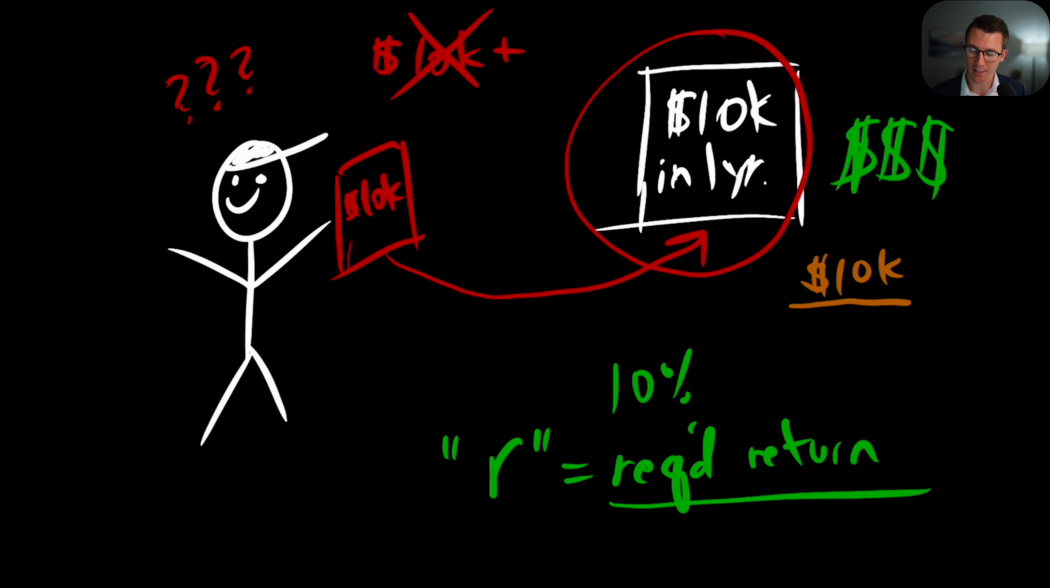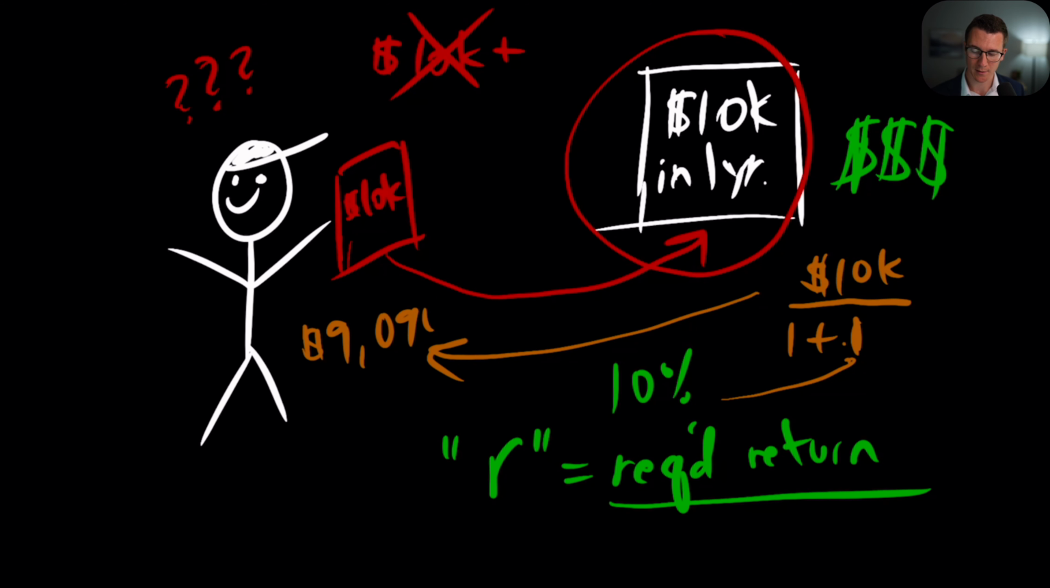And we're just going to divide that by 1 plus whatever your required rate of return is. So in this case, it's 10%. So we're going to put in 0.1 here. And when we calculate that, we come up with $9,090. So if you pay your uncle $9,090 today, and he pays you $10,000 in a year, you will make a 10% return on your investment.